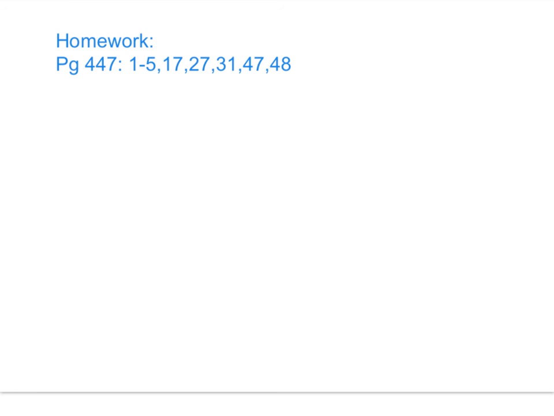Okay, so your homework on this section is on page 447. It'll be 1 through 5. Those are all population-based problems. 17, 27, and 31 are half-life problems, and 47 and 48 are Newton's law of cooling problems. Have fun.